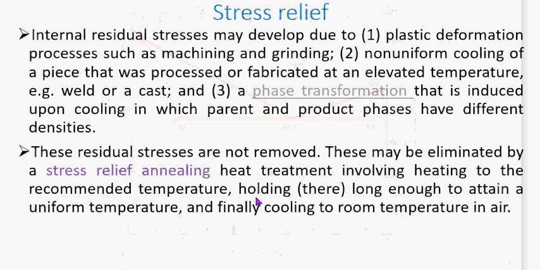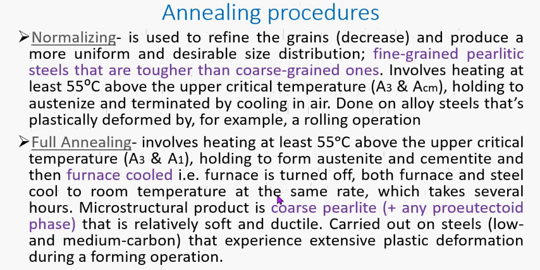And thus these residual stresses need to be removed, and they are removed by a process of annealing. So let's look at the various types of annealing procedures. The first one here is normalizing. Here it is basically to refine the grains to much finer ones from coarse ones. The cooling here is done in open air, and it is done usually on alloy steels, either low or high alloy steel. And during the cooling, we are going to look at the diagram, and we'll understand it better.